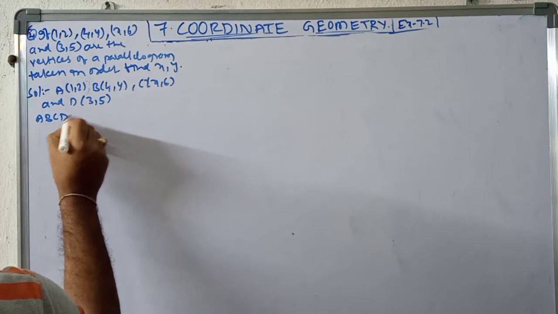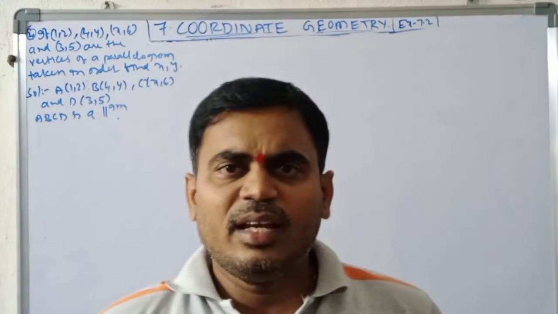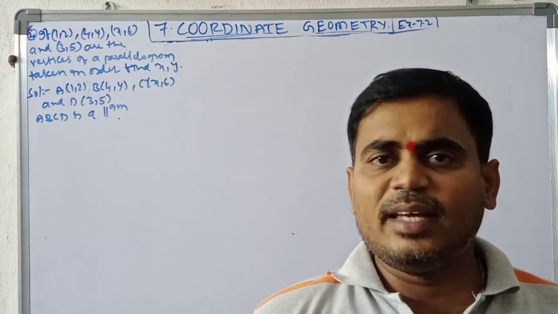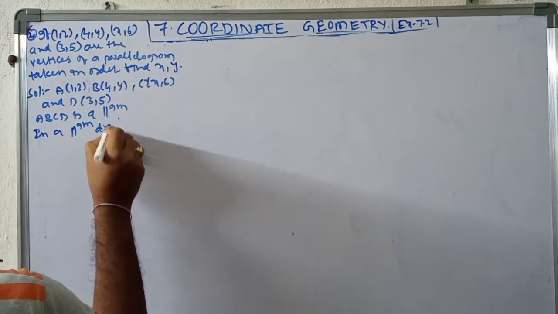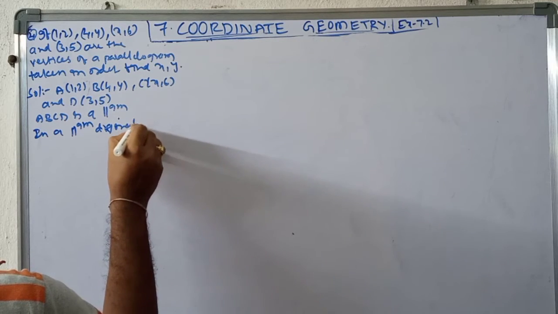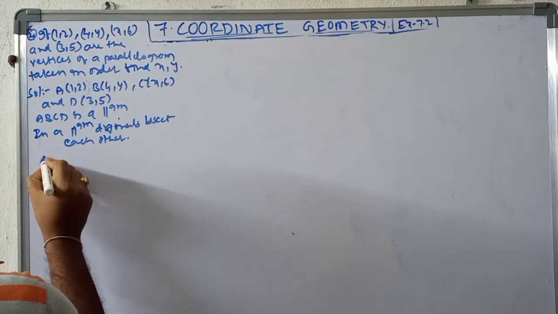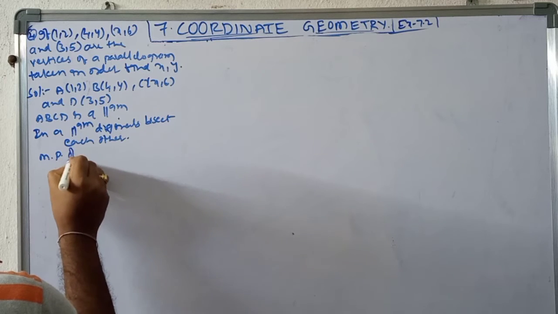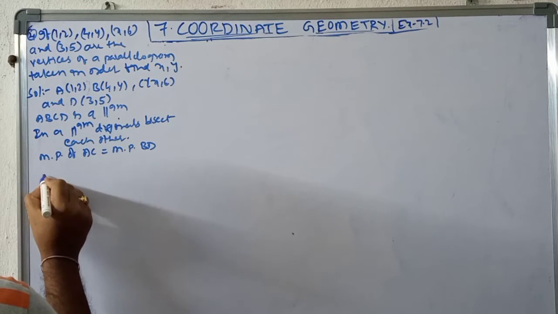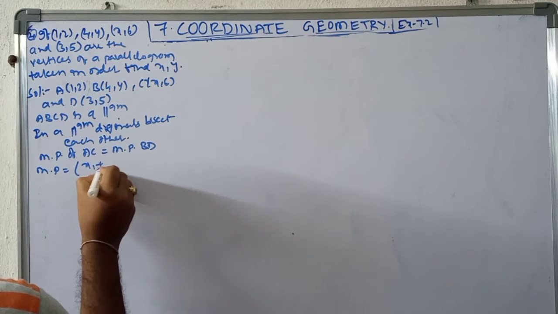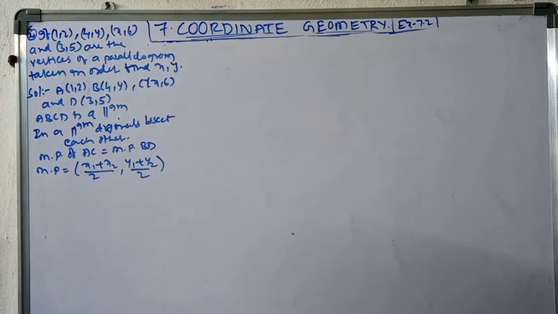ABCD is a parallelogram. In a parallelogram, diagonals bisect each other. Diagonals bisect each other is nothing but the midpoint of AC is equal to the midpoint of BD. So the midpoint formula: x1 plus x2 by 2 comma y1 plus y2 by 2. So this is the midpoint formula.